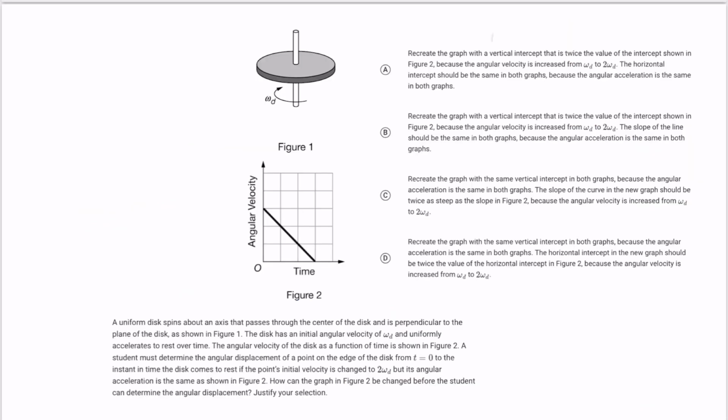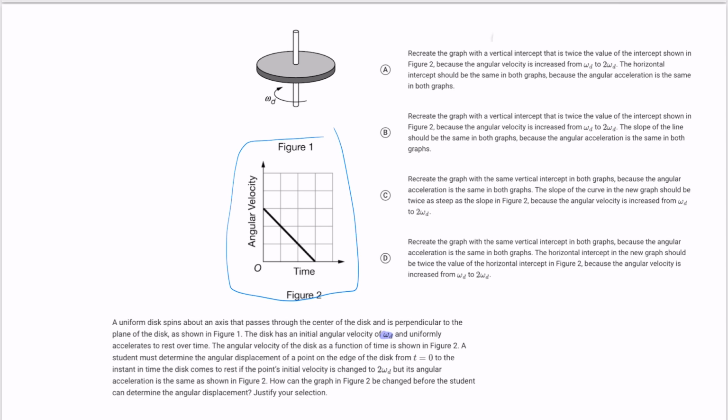In this question, we have a uniform disk that's spinning with some initial angular velocity omega d, and then we have a graph showing that angular velocity as it decelerates with time. The question says, a uniform disk spins about an axis that passes through the center of the disk and is perpendicular to the plane of the disk. The disk has an initial angular velocity omega d, and uniformly accelerates to rest over time. So it's decelerating with constant deceleration.